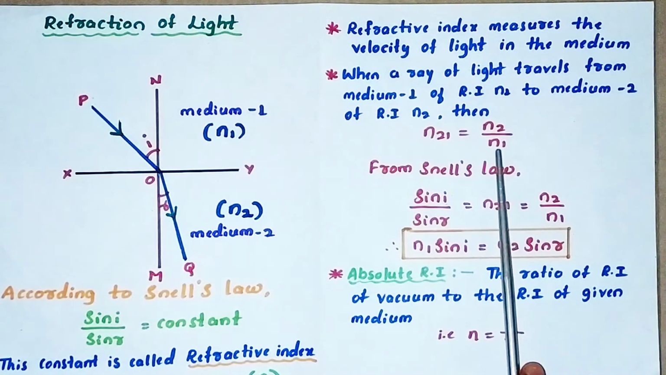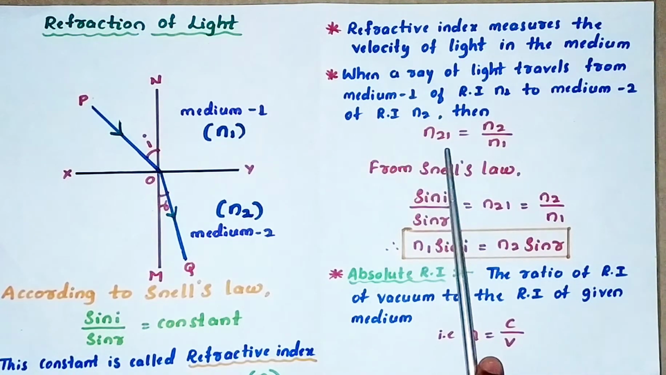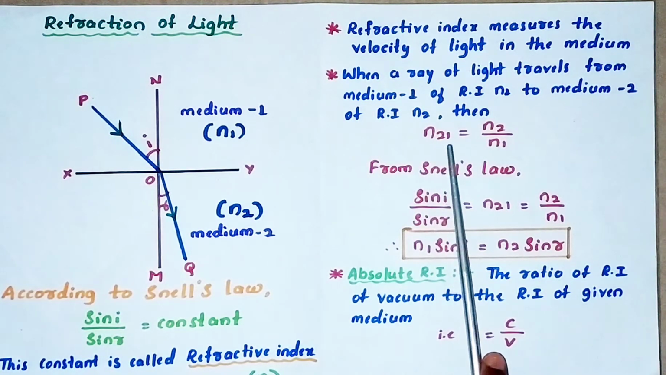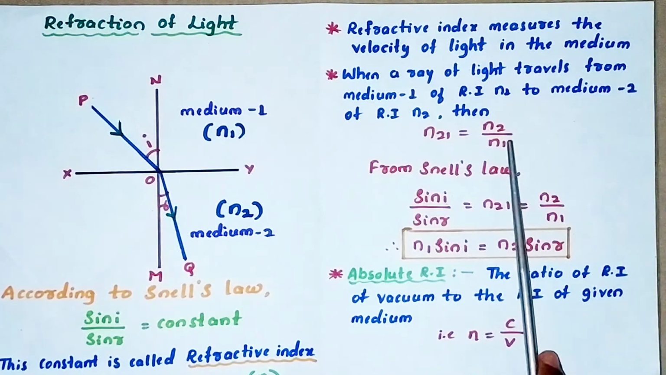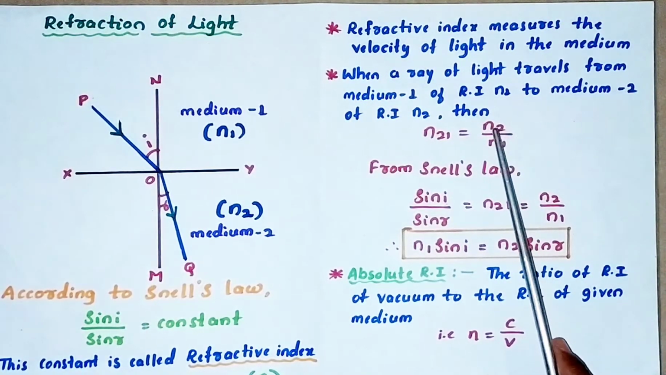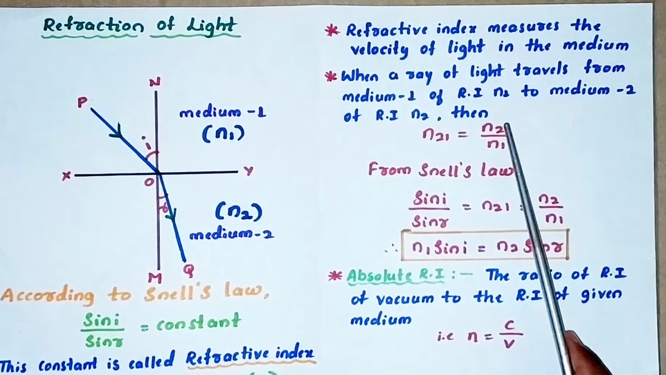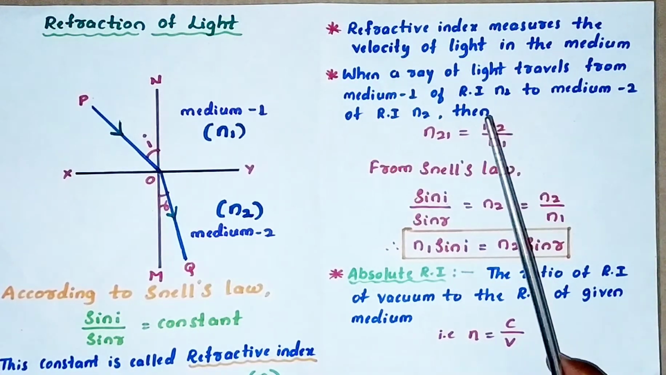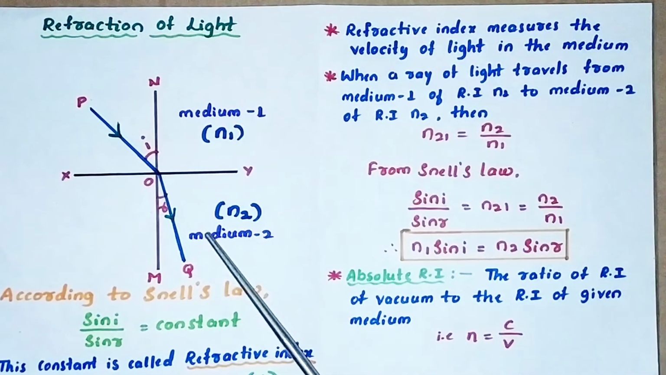How to write refractive index? n21. That means refractive index of second medium with respect to first medium, or it can also be written as n2 divided by n1. So now the question is, why do we have to write n2 in the numerator? Why do we have to write second medium first? The only reason is speed of light changes in the second medium.